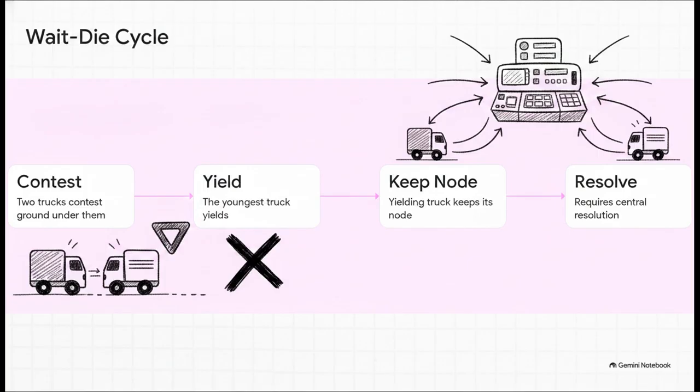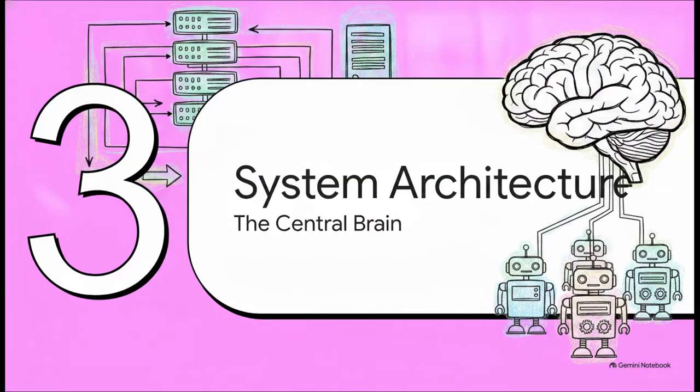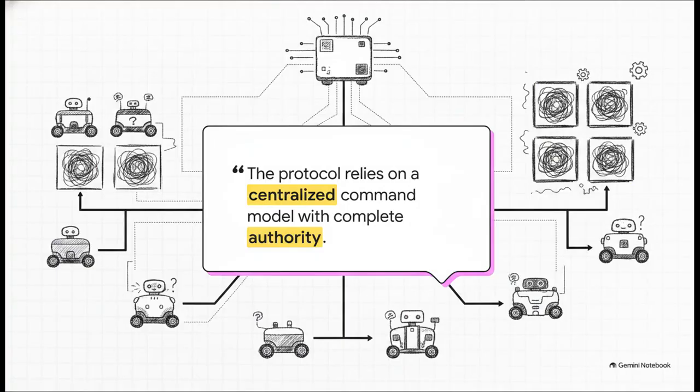It has to, which means this wait-die cycle literally cannot resolve itself locally. The central master control system has to step in, figure out the mess, and actively reroute them. That brings us to Step 3, Fleet Manager System Architecture, the central brain. Because resolving those complex deadlocks we just talked about takes some serious server-side logic.